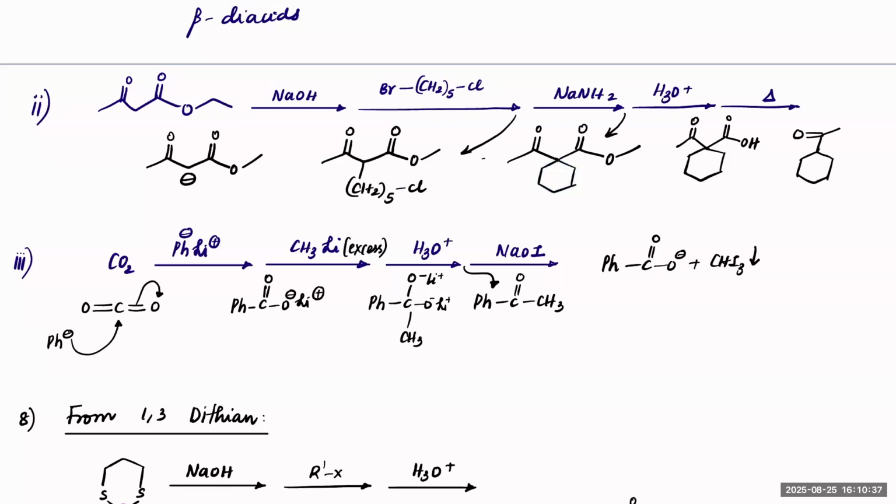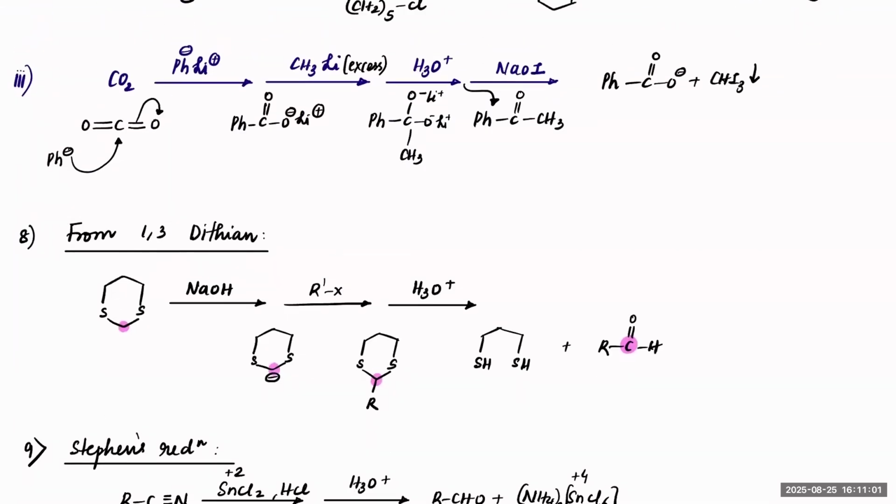Once you get this cyclohexane group here, hydrolysis is done. So you'll get an acid here. You can see this is alpha, this is beta. So beta keto acid is present. On heating, CO2 will go away. You will end up getting a keto form here. Clear on that? Right. Next.